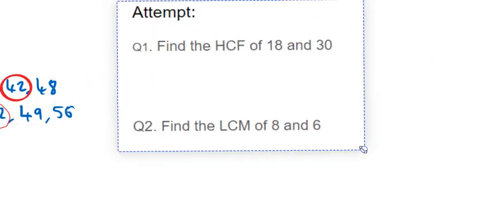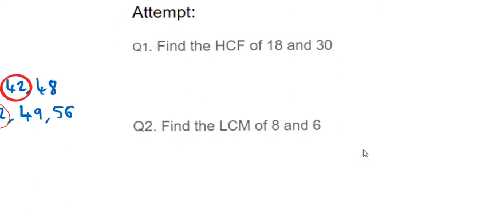So here's 2 more questions then. Find the HCF of 18 and 30, and then find the LCM of 8 and 6. So if you want to pause the video and just try those now, and then play it on, and I'll go through the answers.